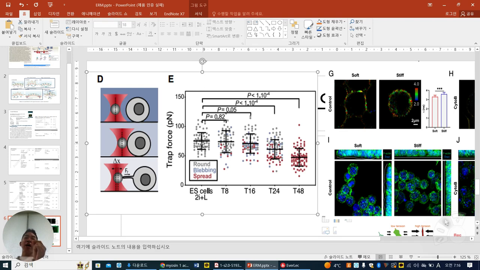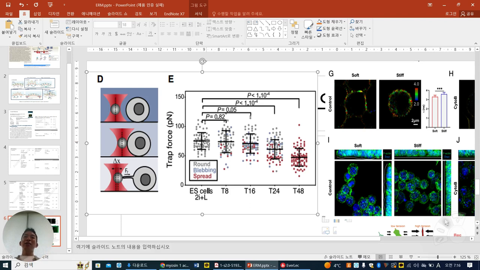Trap force high means that this binding between the bead with RGD and this cell membrane has more resistance to external force. So trap force high means high cell membrane tension. And then this is naive pluripotent stem cell. They have high trap force, which means they maintain the cell membrane tension high.